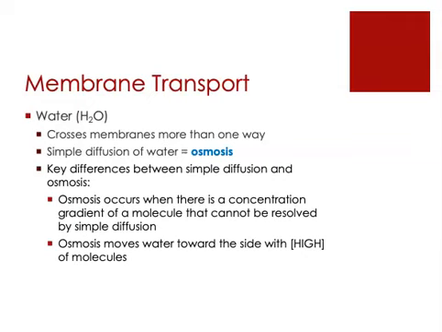Now, water, which again is critical for living cells, water can cross a membrane more than one way. But one of the ways that water crosses is with simple diffusion. Because this process is a little bit unique, because we're only talking about water here, we give this process its own name. We call this osmosis. So all osmosis is, by definition, is the simple diffusion of water across a cell membrane.